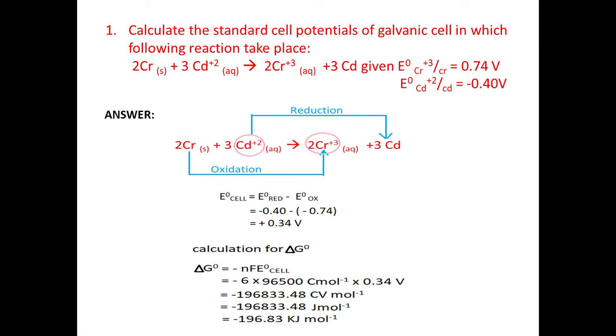Now additionally we can also solve for the standard change in Gibbs energy. It is not a part of this question, but if you want to solve for this delta G naught value, then we easily find it with the help of this formula, because we already have the value of E naught cell. By putting this value in the formula, delta G naught is equal to minus n F E naught cell. We got minus 196.83 kilojoule per mole. So this is a question which is based on standard cell potential.